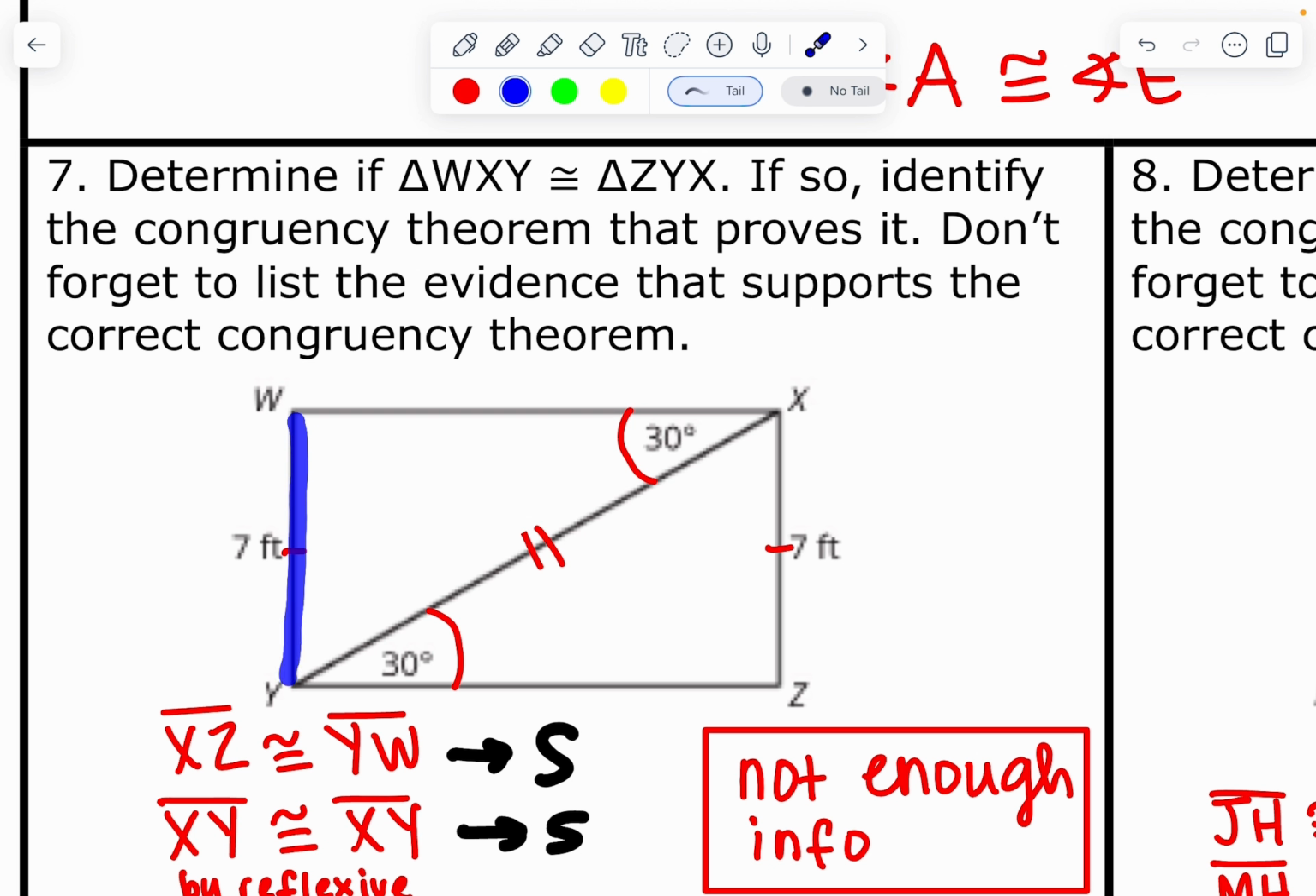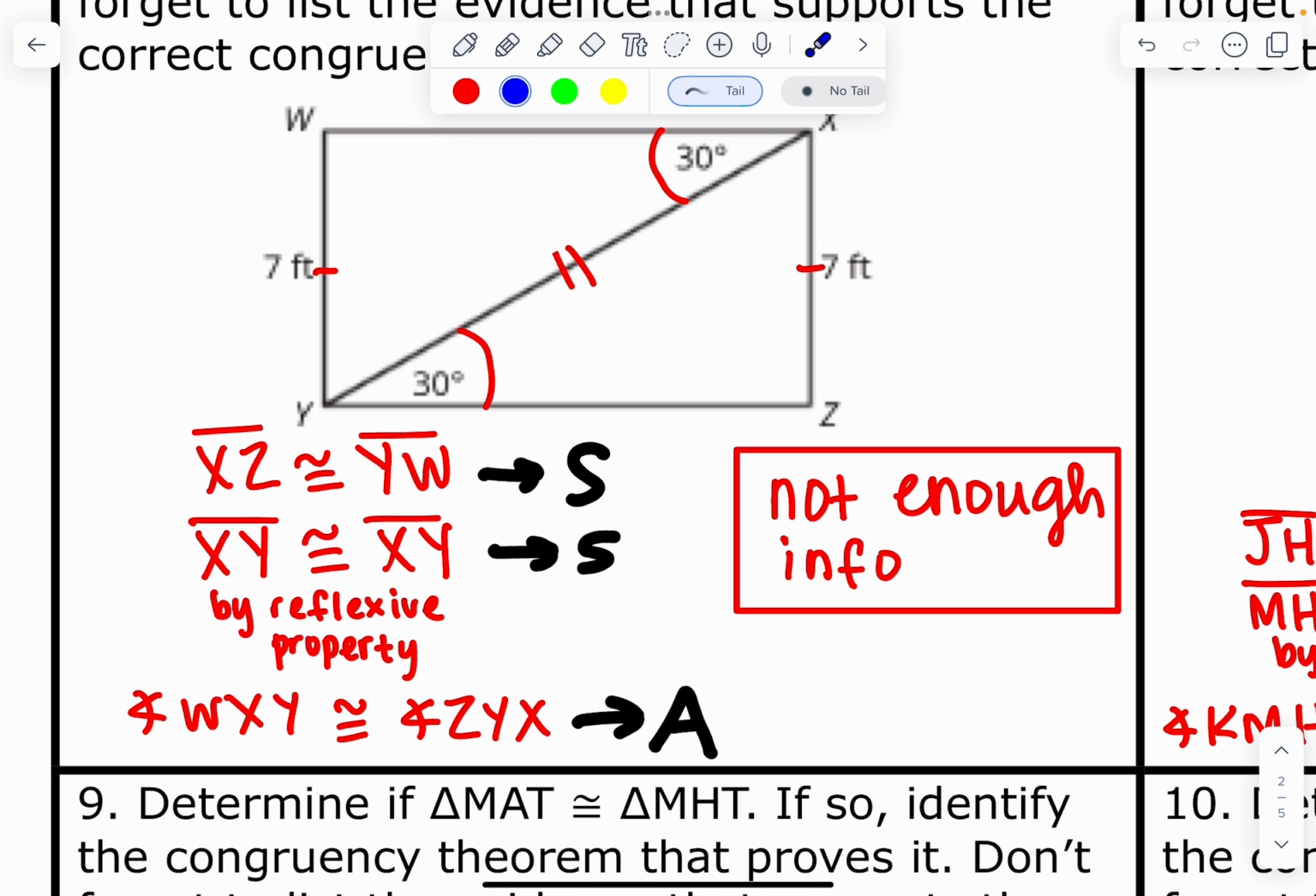A side, and an angle. This angle is not included. Included meaning for the two sides that are marked congruent, the included angle would have to be between those sides. So 30 degrees is not. And that's what I showed down here. Okay, so this angle is not included.